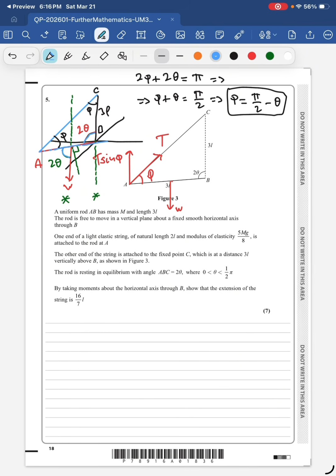Therefore the component of the weight that exerts a moment is W, so it's that one, W sine of 2 theta.